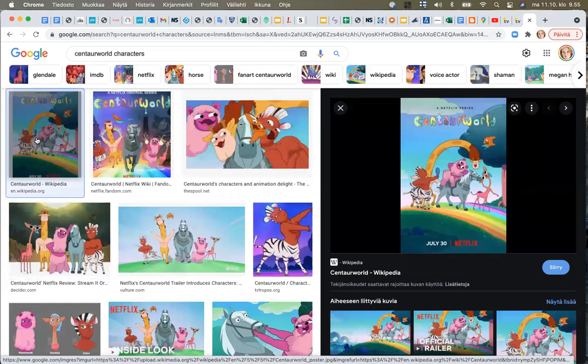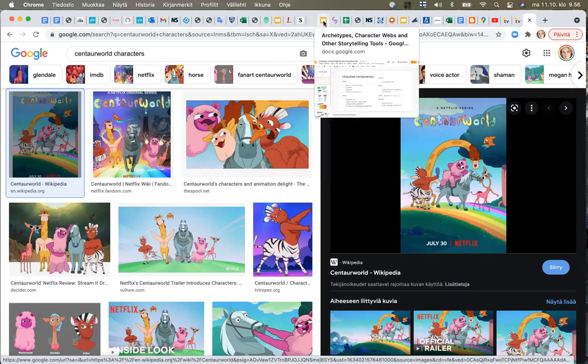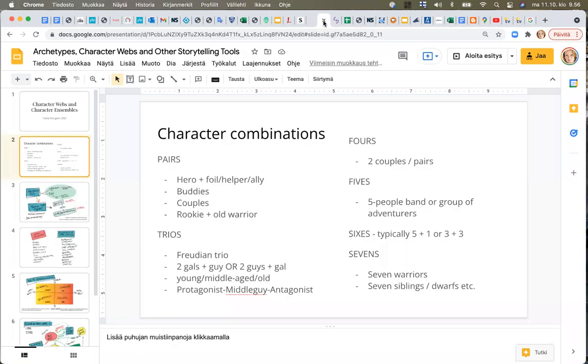But it could be argued that this is actually a six character ensemble and not a five character ensemble, because on their own as these six, they were not doing anything. Like they were stuck in a way. So okay.